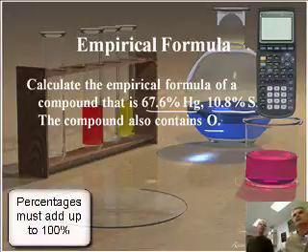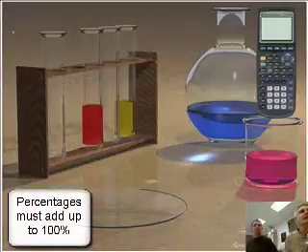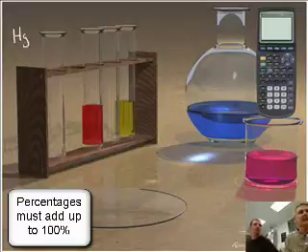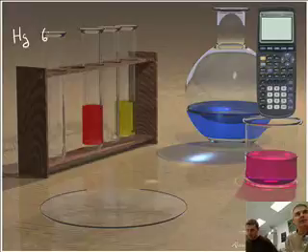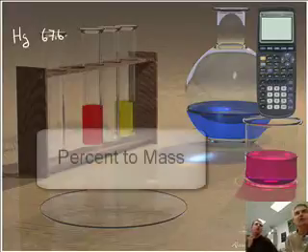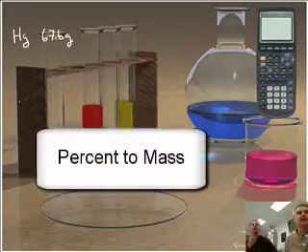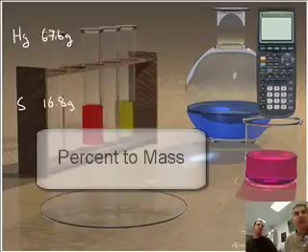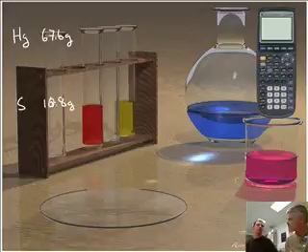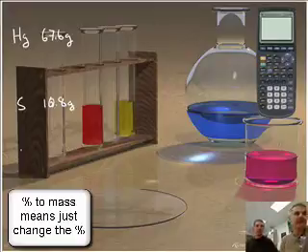All right, let's get a blank screen and work this out. Watch how I set this up. If I've got mercury, it said 67.6%, so I'm going to write 67.6 grams. That's the percent to mass step. And then sulfur, 10.8%. That'll be 10.8 grams. I'm doing the percent to mass in my head. You just take the percent sign and make it a g. And the oxygen is a little tricky because you have to subtract from 100. 100 minus that.